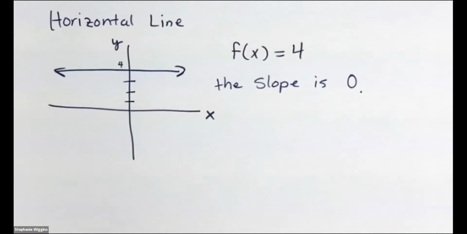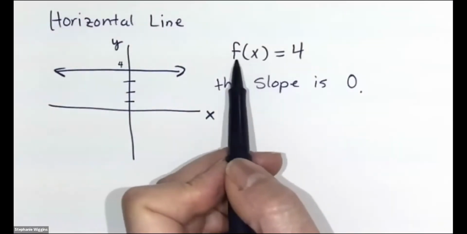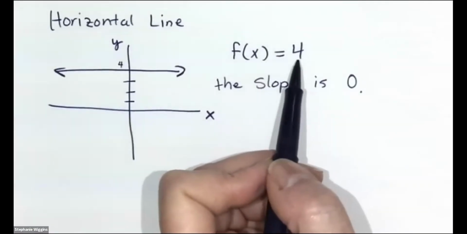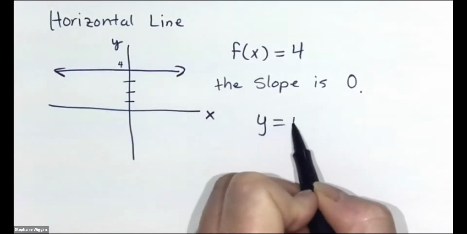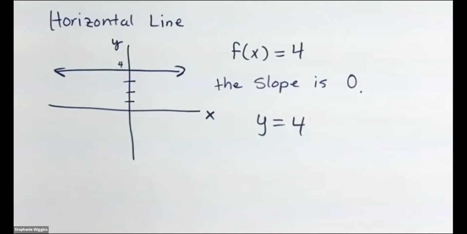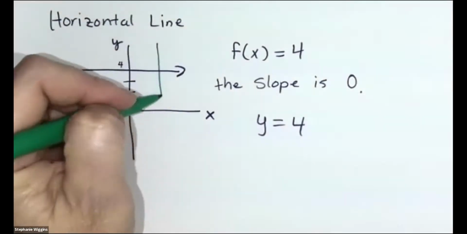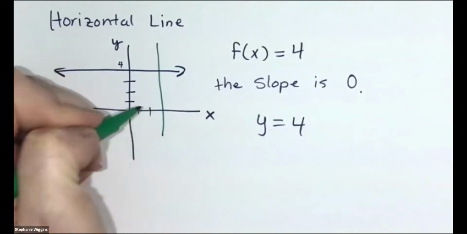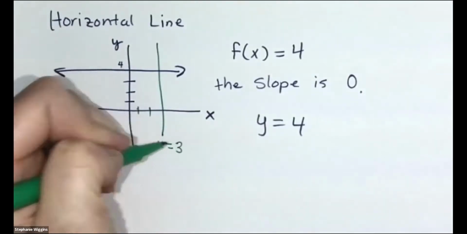So that's constant functions. The format for a constant function is just f of x equal 4, or if you will, y is equal to 4. Horizontal lines, on the other hand, vertical lines, on the other hand, fix an x value. So like say x equals 3, let's say.